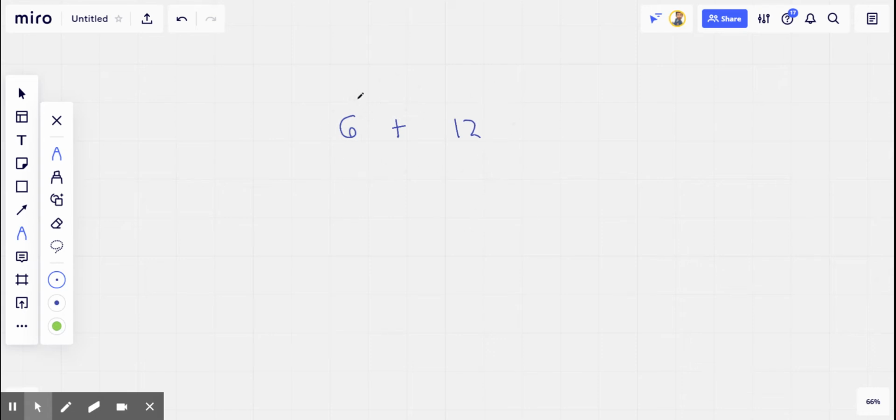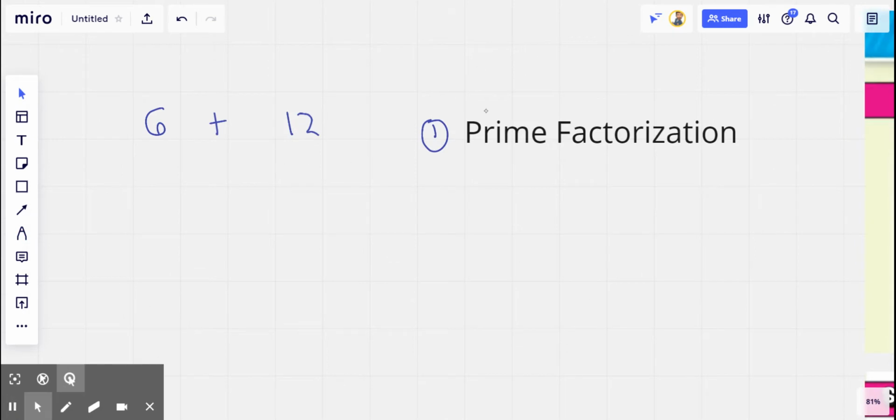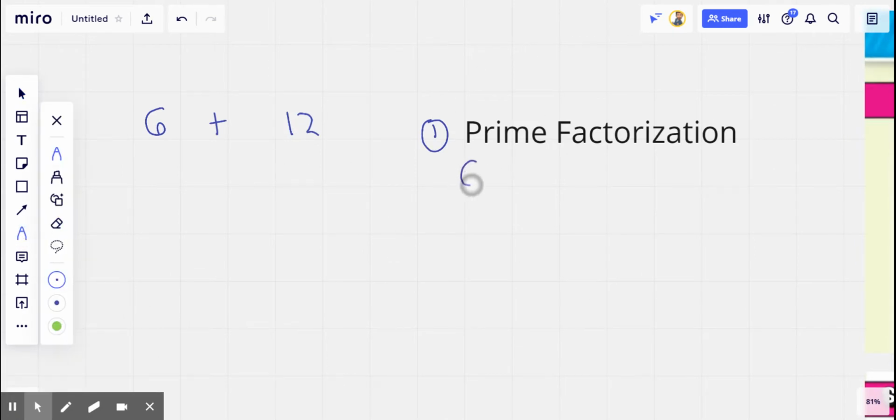All right, so first things first, our first step is to find the prime factorization of both numbers. Okay, so let's do 6. The factors of 6 are 2 and 3. Those are both prime numbers, so that's all we do for 6.